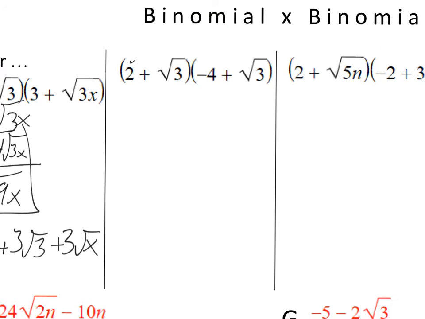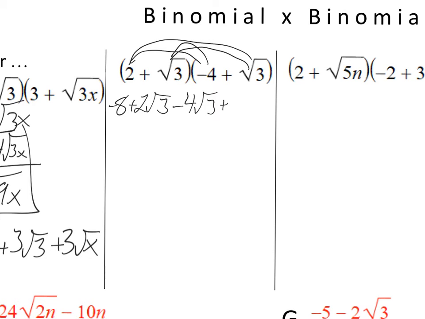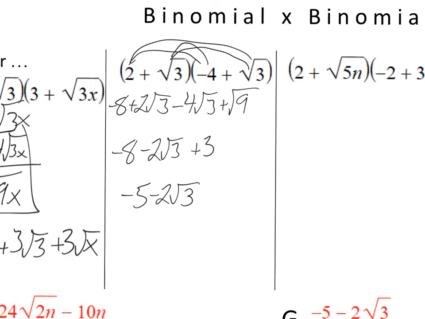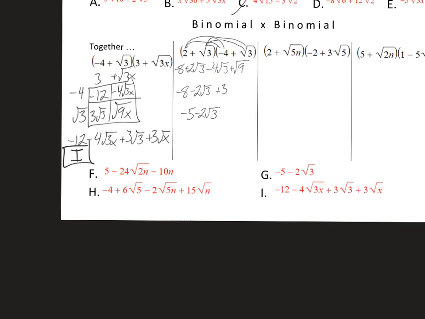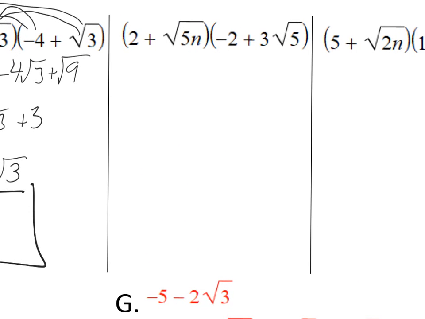Okay, so I'm going to FOIL just because I'm more comfortable with that. So 2 times negative 4 is negative 8. 2 times radical 3 plus 2 radical 3. That's negative 4 radical 3. That is plus radical 9. So that is negative 8, 2 minus 4 is negative 2 radical 3. Plus the square root of 9 is 3. So I'm going to have negative 5 minus 2 radical 3. That looks like that will be G. Okay, go ahead and try out the next one.